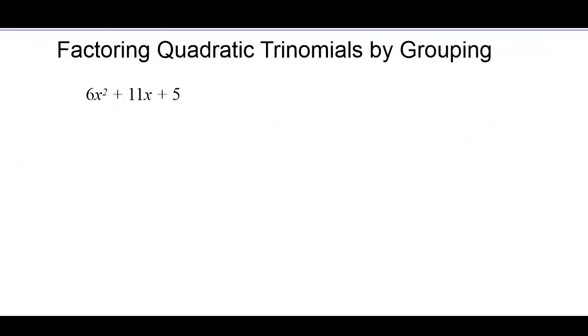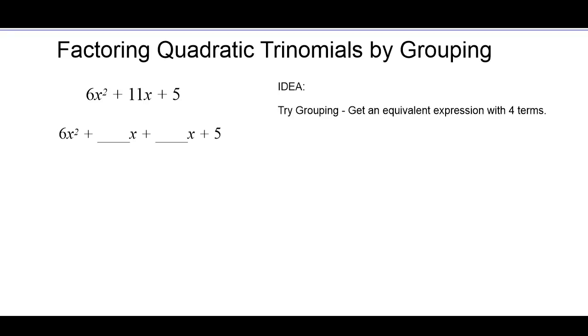So now let's look at an example of a quadratic trinomial with 3 terms. As always, we'll first check for a GCF, but these 3 terms have nothing in common. And so now we're going to try grouping. The idea here is to get an equivalent expression with 4 terms, so I can use that method. And this is how we're going to do it. We're going to split up the middle term, that linear x term, into 2 separate terms. That way we'll have 4 terms.